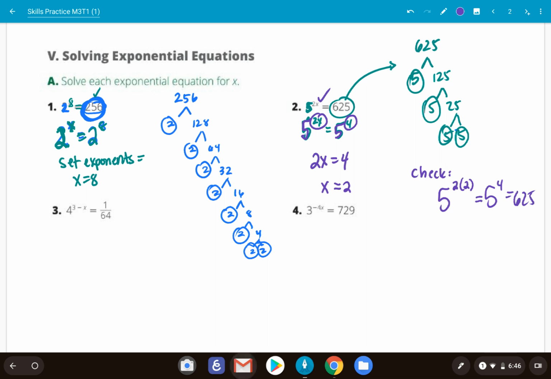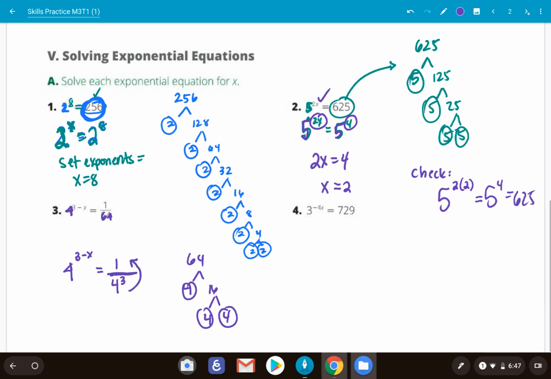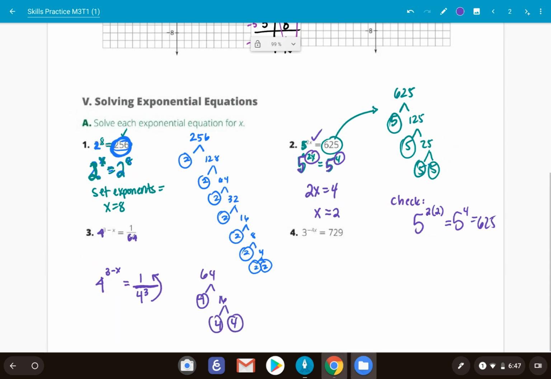Number 3, we have a base of 4, and then on the right, we just have a 64. So we're going to change our 64 to have a base of 4. So that'll be 4 to the 3rd power. 1, 2, 3 equals 64. But then we have a new issue, and that is that on the right-hand side, our base is in the denominator, so we need to actually move it to the numerator without actually changing its value.